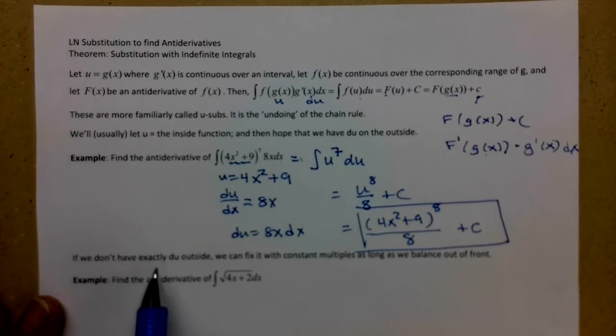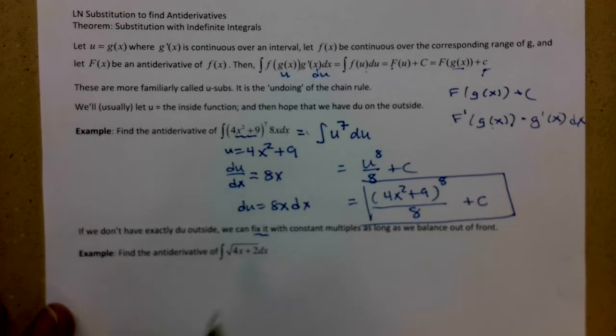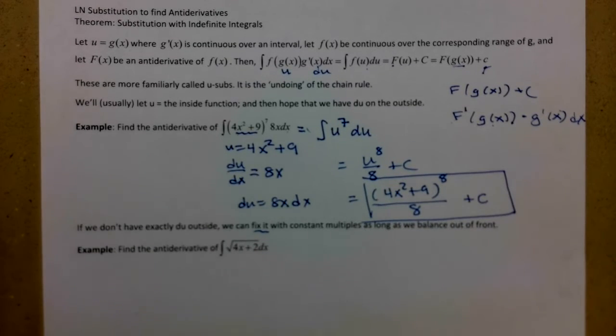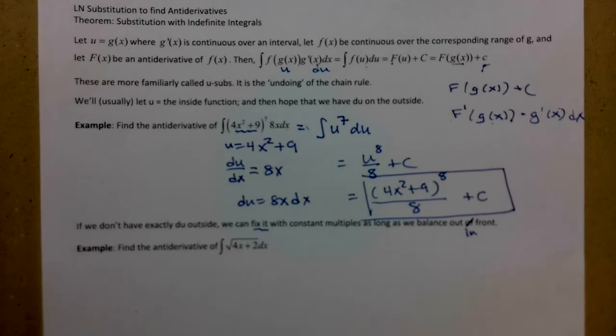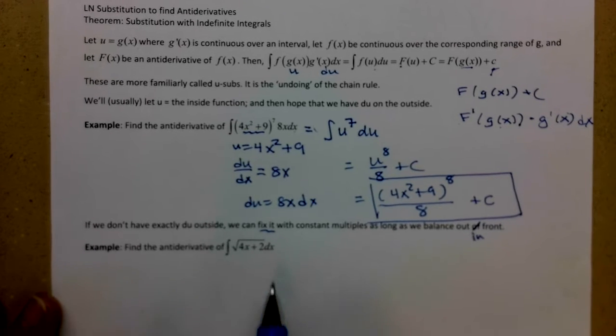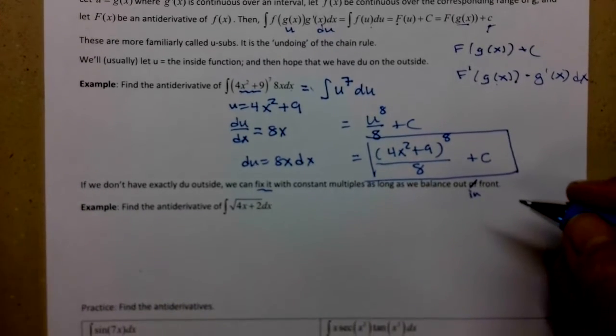Now, if you don't have exactly du on the outside, we can, quote unquote, fix it with constant multiples. The thing we have to be careful of is that we balance it out in front. We're going to be multiplying this expression, our integrand, by 1. We're just going to be super clever about how we write 1.